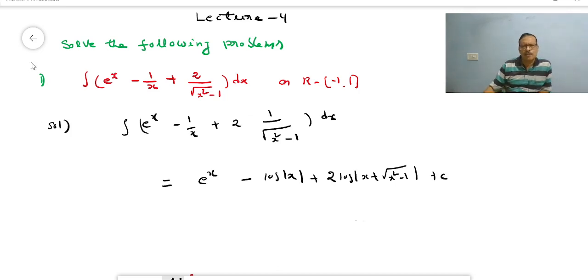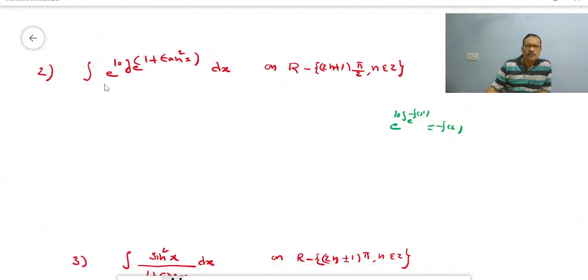Okay, so what is the formula? Integral of e^x is e^x, minus integral of 1 by x dx is log modulus of x, plus 2 into integral of 1 by root of x² − 1, which is log of modulus of x + root of x² − 1 to the base e, plus constant.